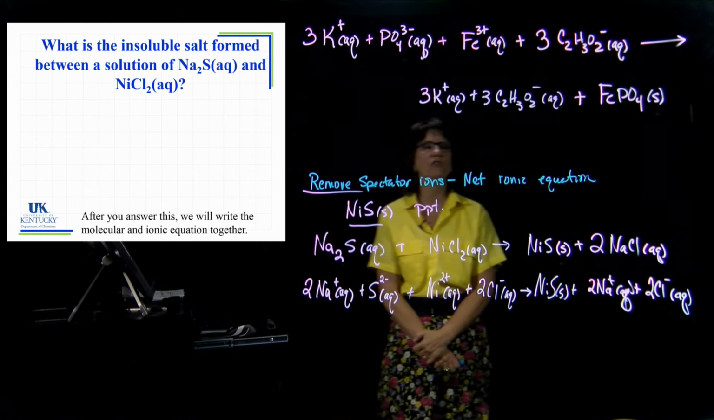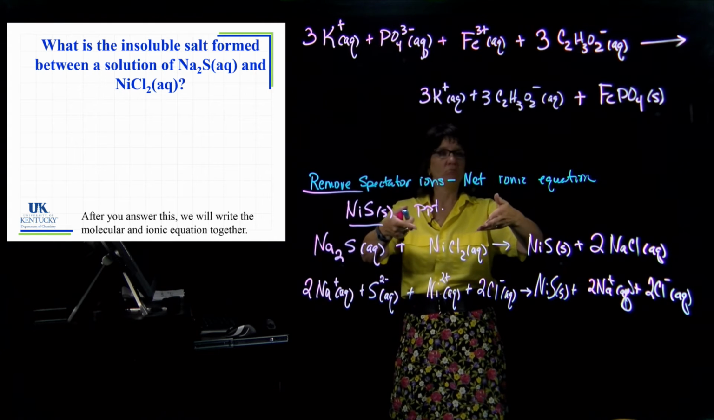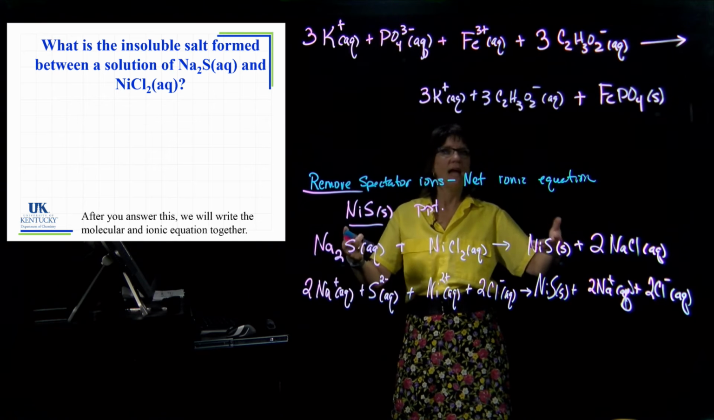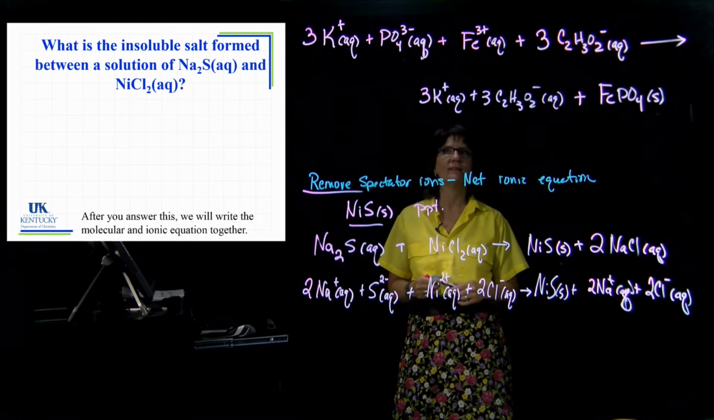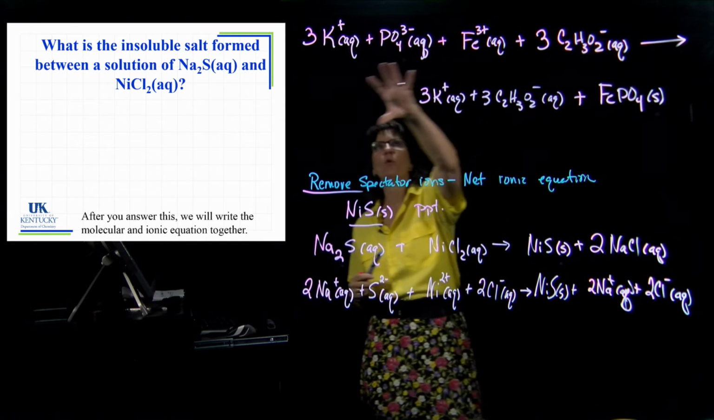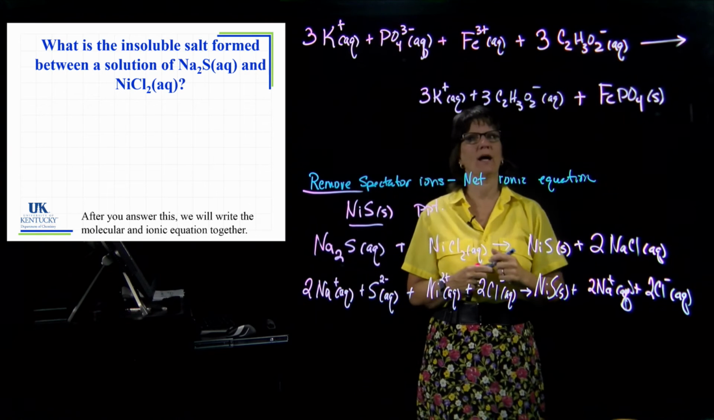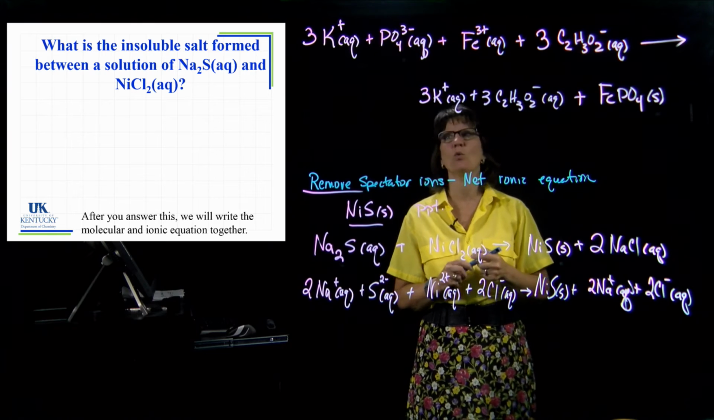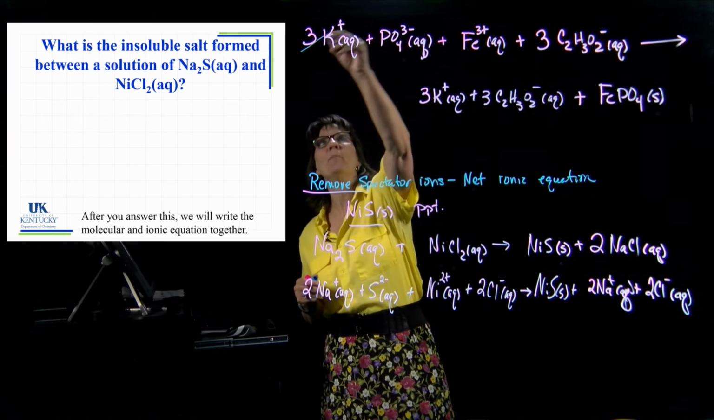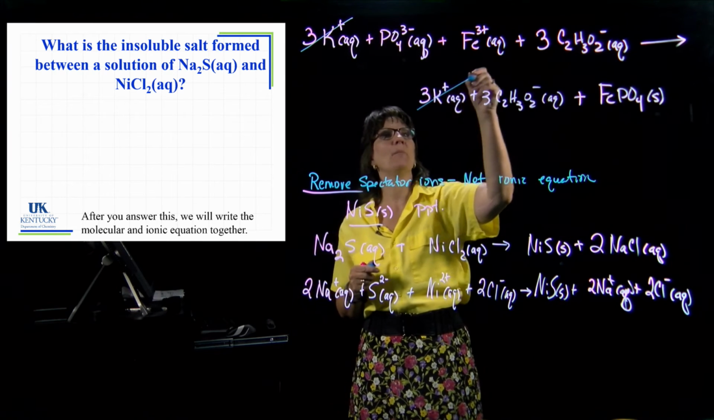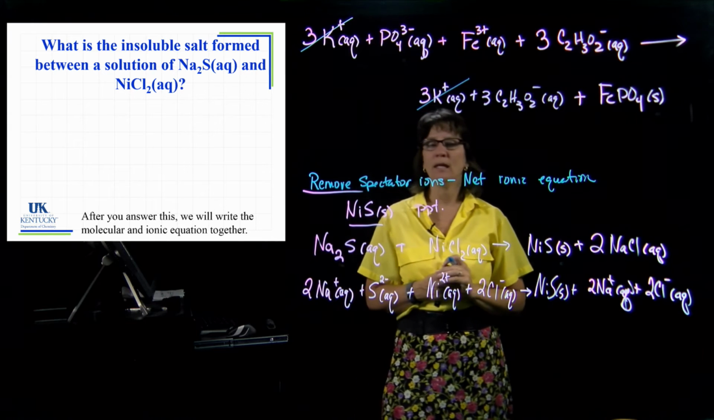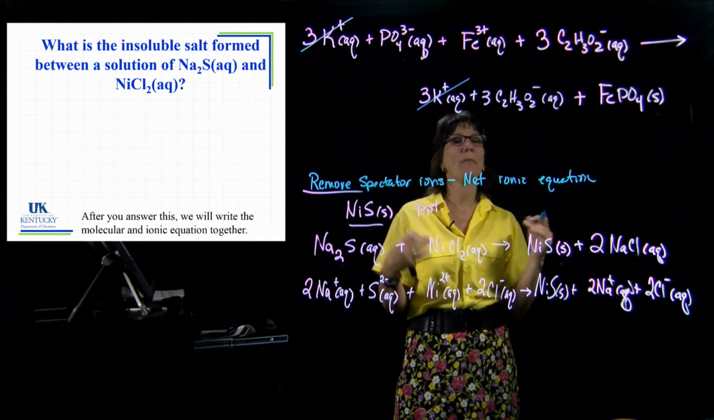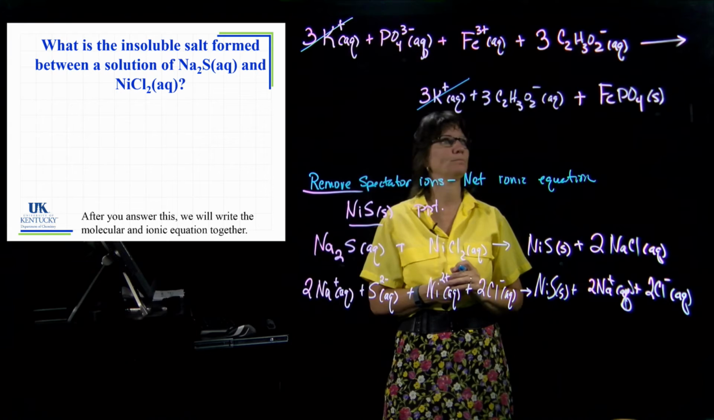Well, spectator ions are ions that are in the reaction, they're floating around, and they never do anything but float around as ions. So let's look at this top equation and find our spectator ions. To find a spectator ion, look for one that is identical on both sides of the equation. So I have 3 K+ here and 3 K+ here, and they're going to cancel because they're on opposite sides of the equation. What else?